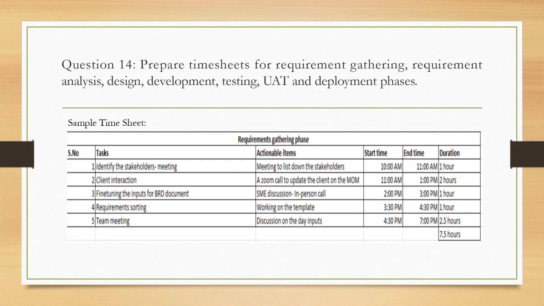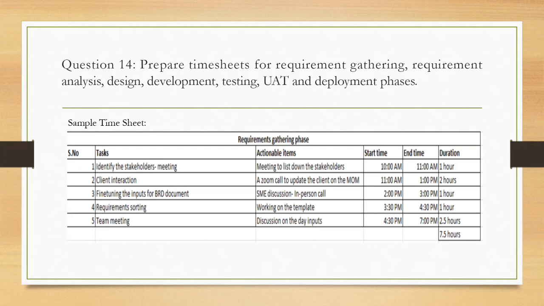Whatever work they have done on that day, they are going to note down in this timesheet. For example, you will be acting as a BA in this organization, right? So for example, you are in the requirement gathering phase. Here we gave one example about requirement gathering only. In this requirement gathering, the task is identifying the stakeholders meeting. So you have conducted a meeting to identify who will be responsible, accountable, and all those things. This meeting duration is 1 hour.